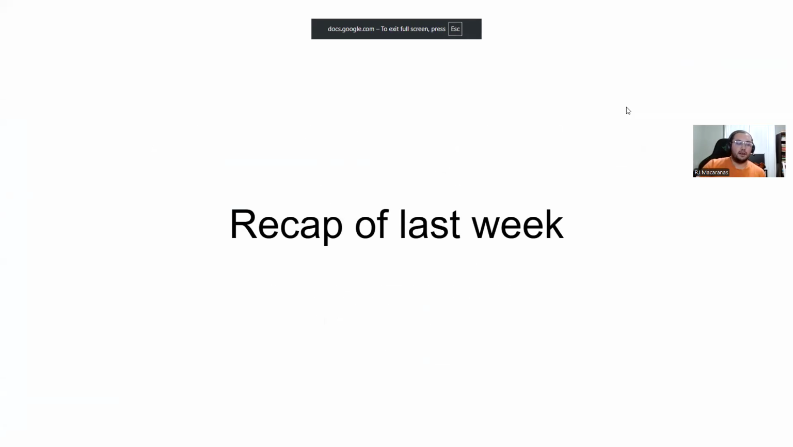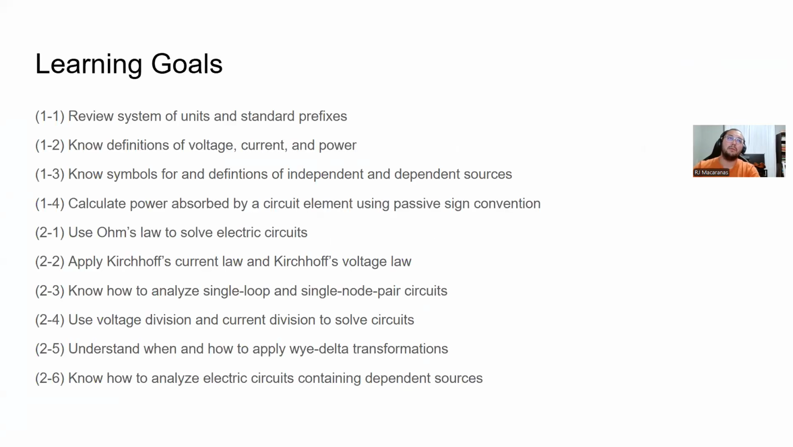So there's that. And we're going to kick things off with a quick recap of last week because we didn't quite get to all the example problems. So here's a list of all of the learning goals that we set out to accomplish, I guess, learn last week, right? So there's reviewing the system of units, right? That was pretty straightforward, hopefully, for those of you that have taken physics.